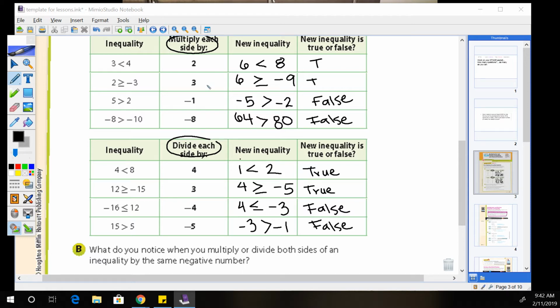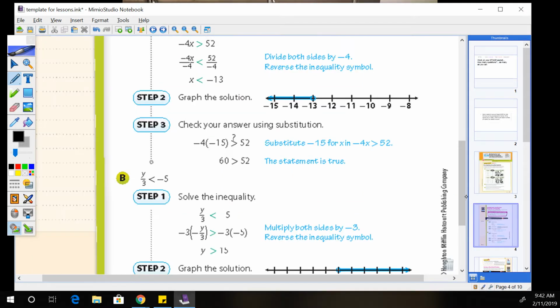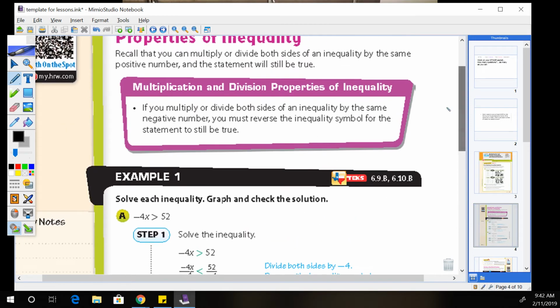Looking at this graph, you can tell that when you multiply by a negative, the inequality becomes false. Alright? When you divide by a negative, the inequality becomes false. So that leads us to our property for today. If you multiply or divide both sides of an inequality by the same negative number, you must reverse the inequality symbol for the statement to be true. You're like, what does that mean?